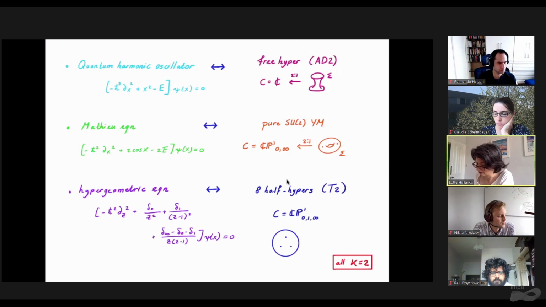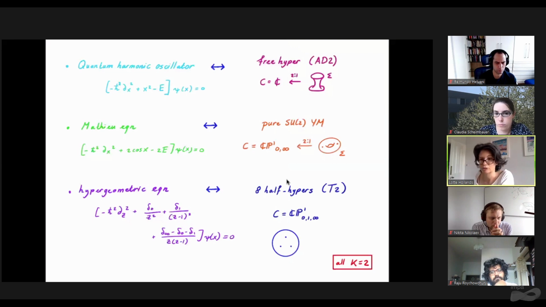The last example is the hypergeometric equation. I'm giving this example because it's really a rank k equal to 2 version of the T3 equation that we will see next. So in terms of physics, this is an elementary block from which you can build any superconformal theory of class S of type A1.